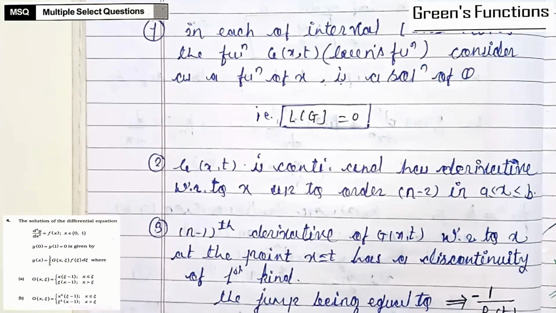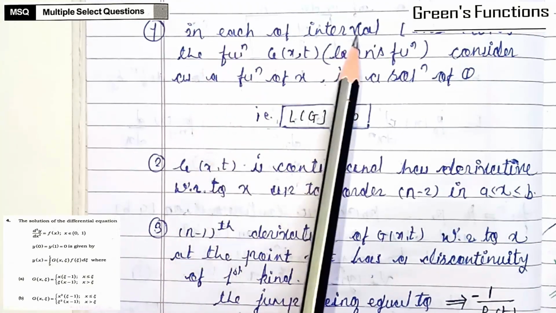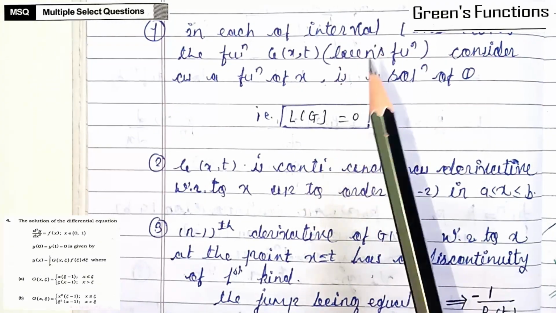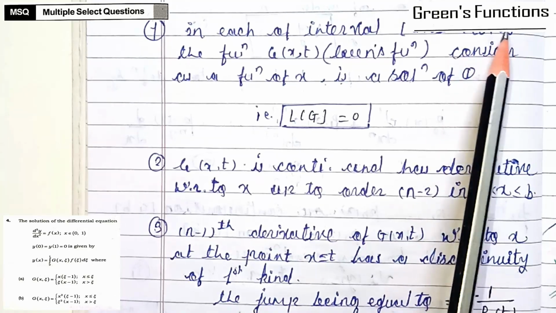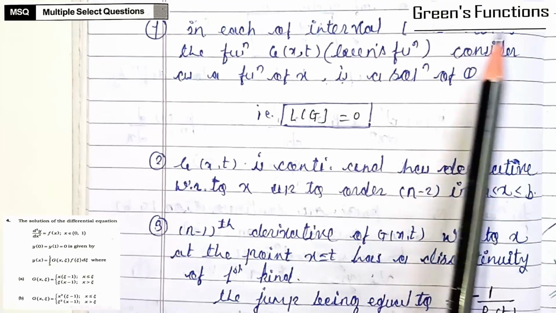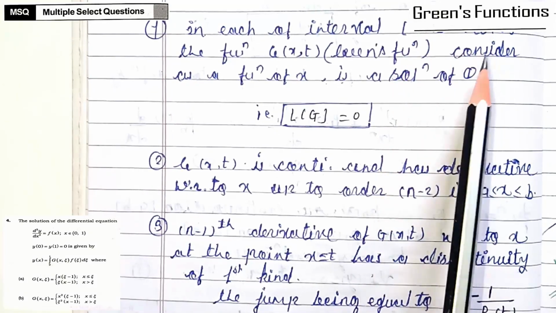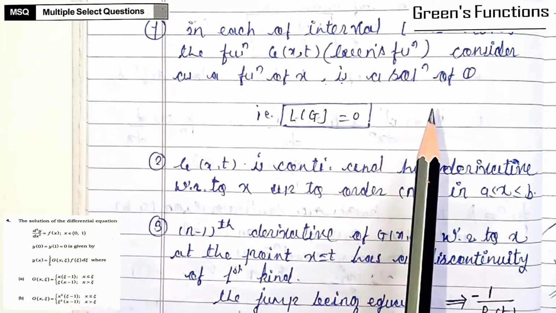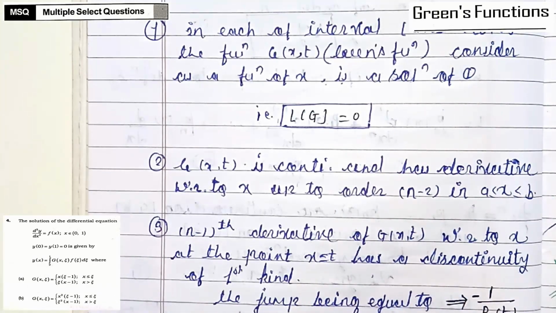So in our 4 steps, what do we do first? In the first step, in each interval, that is the interval defined in our boundary condition, we have to create intervals using the boundary condition. We have the interval 0 to 1 in our boundary condition in our example. So here we have the intervals a to t and t to b, and the function g of x, t, Green's function, we have to consider as a function of x, which is the solution of our given boundary value problem.